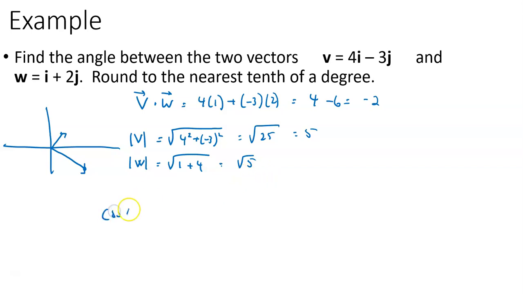So my formula says that the cosine of the angle is the dot product over the magnitude of the vectors. And so now take the inverse cosine of both sides, and let's see what we get for an angle measure. And then we're going to see if our original drawing was accurate or not. So I'll take the inverse cosine of negative 2 over 5 times the square root of 5. I get 100.30.